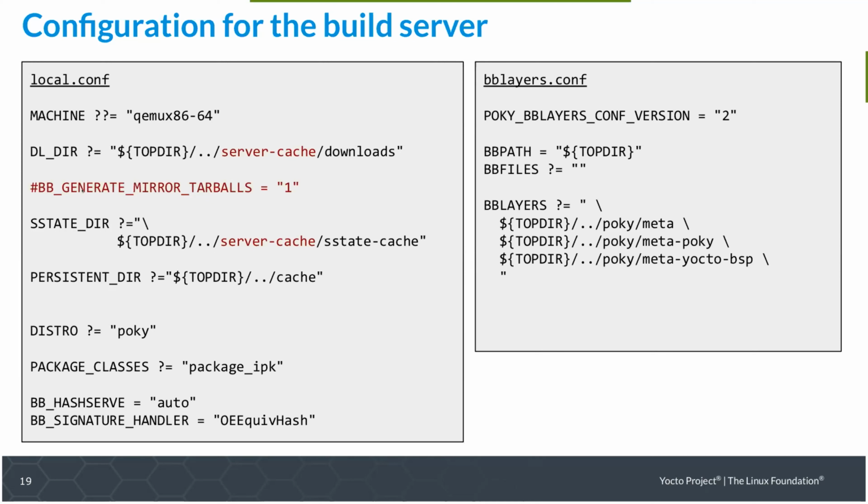I just noted here that you can also save your downloads, the tarballs, if you remove this hash, this comment here, you can preserve the tarballs of the source code that you downloaded. Okay, you can do that as well if you like. And for the others, it's all the standard thing of Yocto for bblayers. This is what I did for testing, those 3 layers.